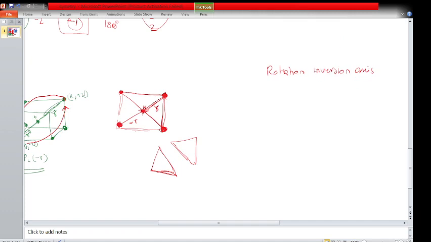if it is brought into self-coincidence, or the same shape, by rotation followed by an inversion about a lattice point through which the rotation axis passes. In that case, you can consider that this crystal is having a rotation inversion axis. So we are considering both operations at the same time, rotation as well as inversion.